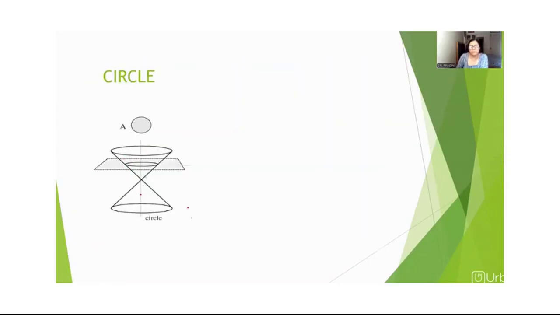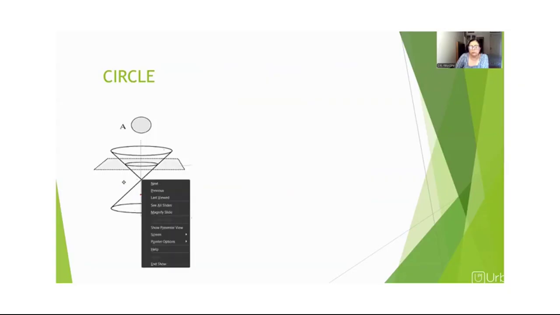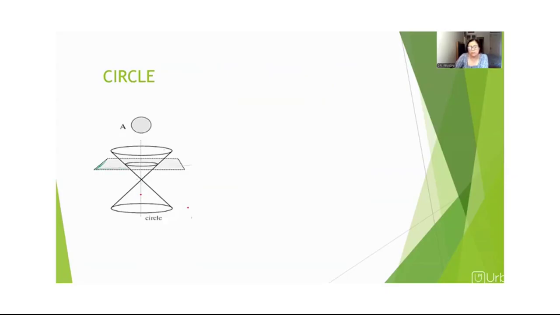See here, this is a circle. Now you can see this is a double cone, right? A double cone. This is the midpoint of the two cones. And now this plane is cutting this. You can assume this. I can try to make it.